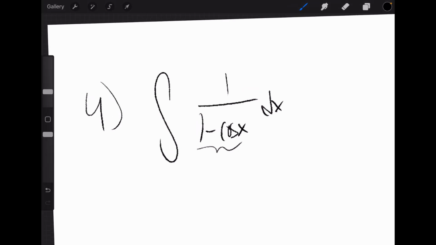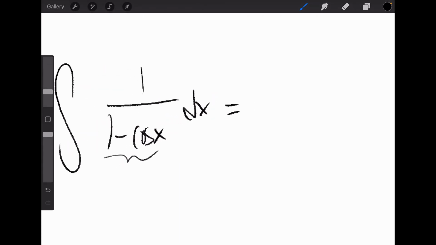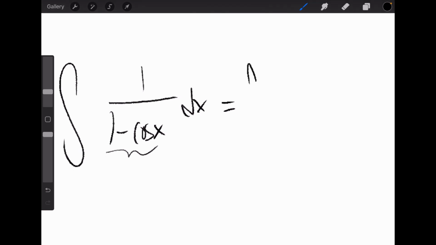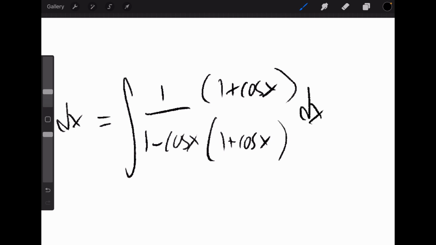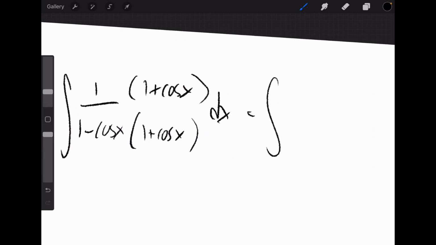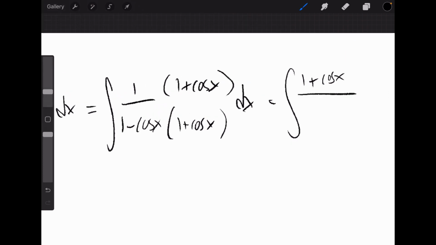So what we have to do is manipulate this integral to create more trig inside of it so we can start canceling things out. So what I'm going to do with 1 over 1 minus cosine x is multiply the top and bottom by 1 plus cosine of x dx. So we're going to get the integral of 1 plus cosine of x. And then if you multiply those two together, you're going to get 1 minus cosine squared of x.